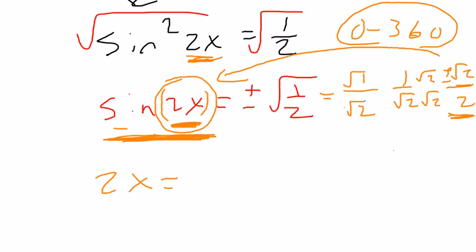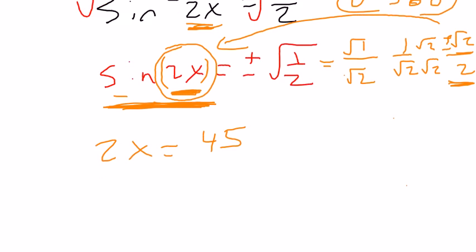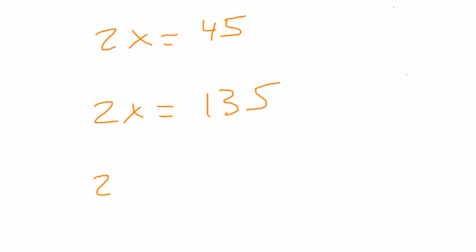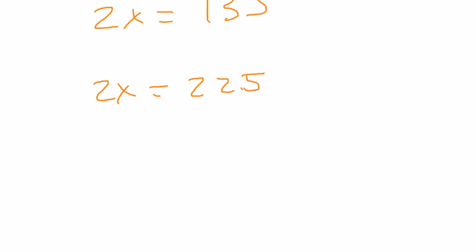So the first time this happens is at 45 degrees. And I'm going to leave myself a little bit more room than normal here. The second time this happens is at 135, because that's a positive square root of 2 over 2. The third time this happens is at 225. That's negative square root of 2 over 2. And then the fourth time this happens is at 315.